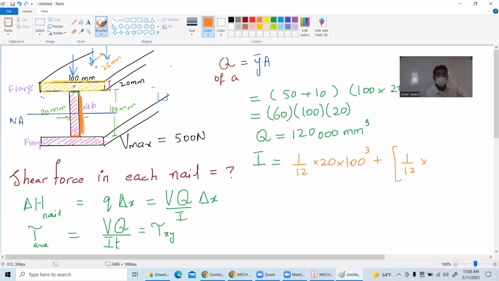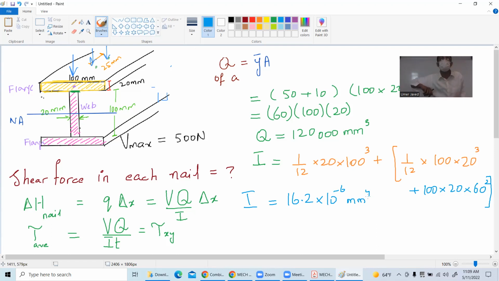bh cube over 12. Plus 1 over 12 into 100, why don't you double check, 20 power 3. But I have to use the parallel axis theorem, plus 100 into 20, A into d squared. What is d? Again, good answer from our students. I'm impressed. 60 squared. So we have I equal to 16.2 into 10 power minus 6 millimeter power 4.